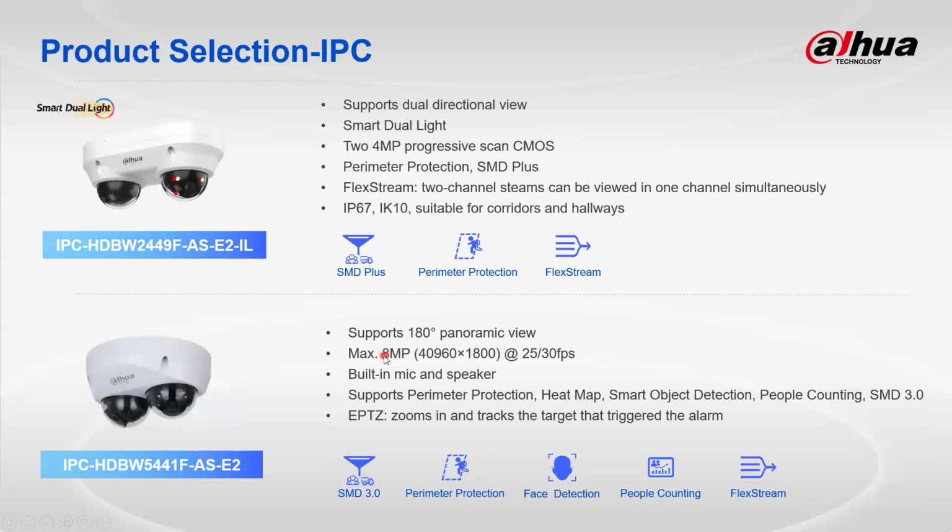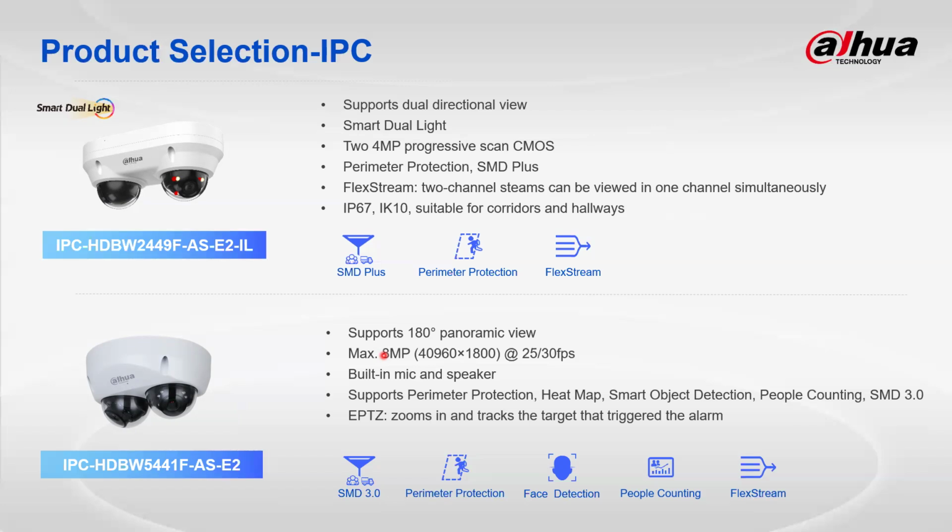More on the smart dual lighting for these multi-directional products. So this supports what we call the SMD Plus function for filtering out unwanted false alarms, leaving out the true alarm targets such as the vehicle and the human beings. Support for perimeter protection. At the same time, it supports Flex Stream technology for ensuring that the two channels are combined together into a single channel, saving up more channels for additional cameras. Then that's the 2 series.